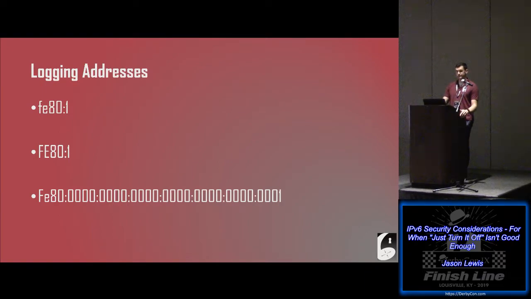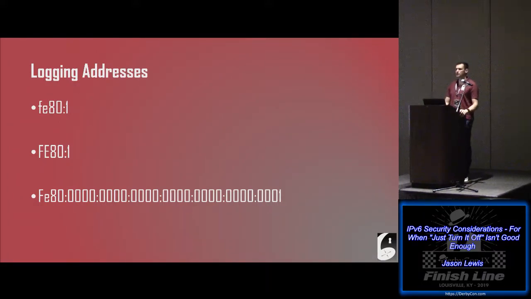Another thing, I spend a lot of time digging through logs. I imagine you guys do too. Everybody digs through logs. And in IPv4, there's only one way to write an address, and that's great. It makes it easy. But in IPv6, all three of these are one address. Now the bottom one, I don't think I've ever seen anything record an address that way. Fully written out, all the zeros, all those things.